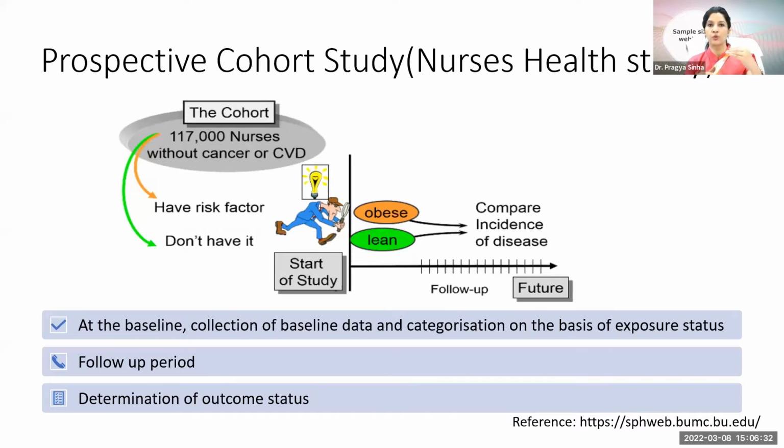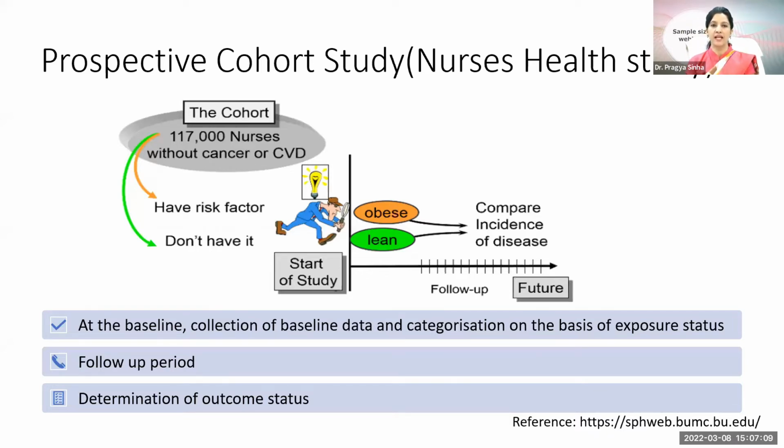So they made two groups: a lean group with BMI less than 18.5, and the other group was the obese group, where the BMI was more than 18.5. And then they compared the incidence of myocardial infarction and cardiovascular disease. So they started with the exposure. They categorized all the study population on the basis of exposure. Then they followed them up for a certain period of time, and then they ascertained the outcome, where they compared the incidence of the disease.